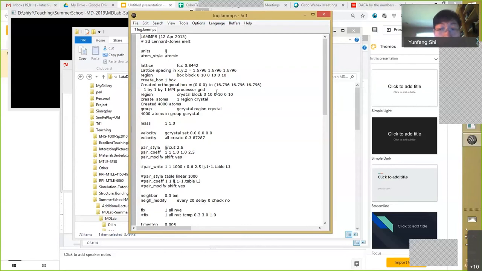Although I'm not using parallel simulations, LAMMPS by itself uses a parallel algorithm, even when you are running a single process. That's why it tells you 1 by 1 by 1 MPI processor. It uses the same subroutine to exchange information, even on a single CPU. So you can write one code, and it works for all. And here is 4,000 atoms and all this information. So this log file is very, very important. Never, ever delete it, okay?